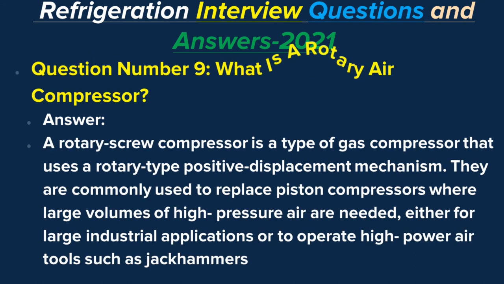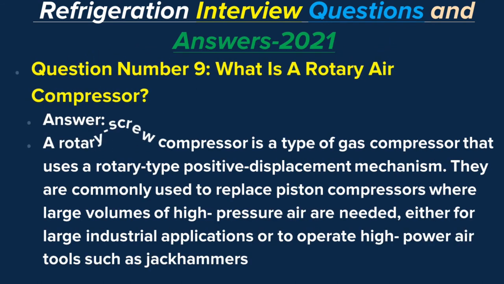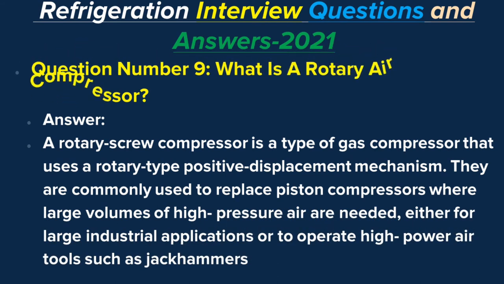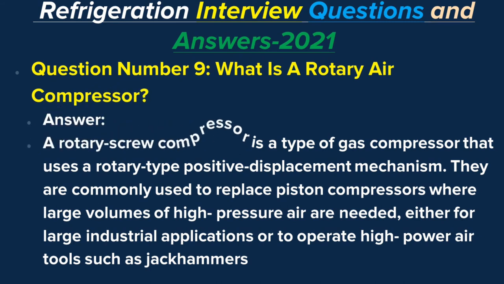Question number 9, what is a rotary air compressor? Answer. A rotary screw compressor is a type of gas compressor that uses a rotary type positive displacement mechanism. They are commonly used to replace piston compressors where large volumes of high pressure air are needed, either for large industrial applications or to operate high power air tools such as jackhammers.